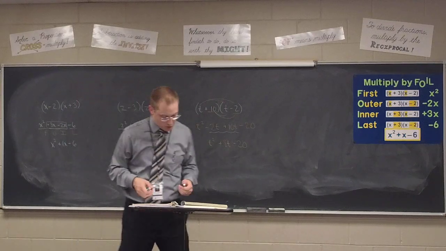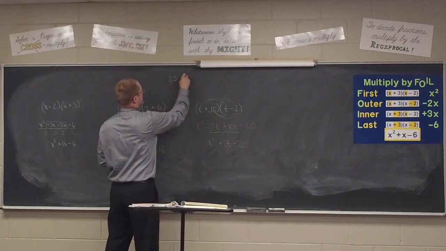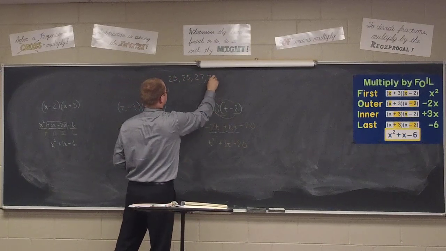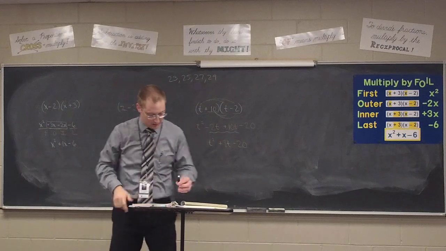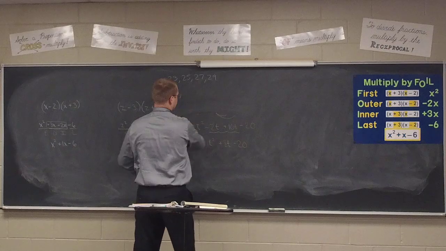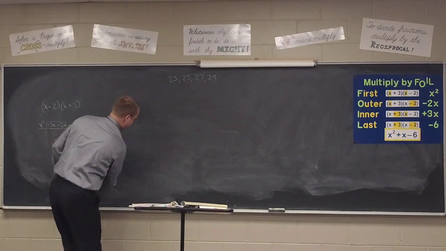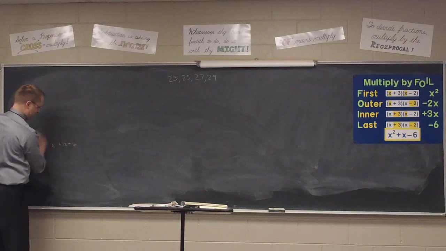Let's go ahead and now have you do 23, 25, 27, 29. 23, 25, 27, and 29. Doing some odd problems now. Joshua's like, they're all odd, Mr. Yasky. Not that kind of odd, Joshua. Odd number.